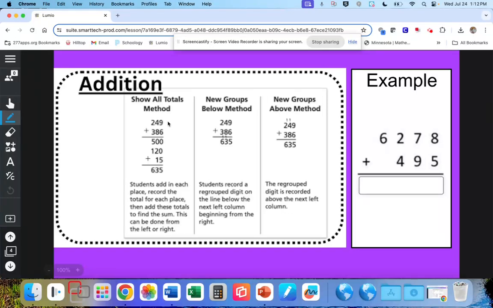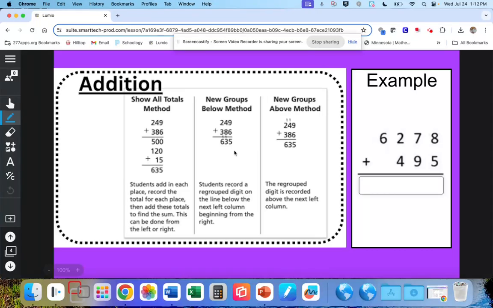So we have 249 plus 386. So we added the hundreds. We've got the 200 plus the 300, we get the 500. And then we added the tens digit. 40 plus 80 is the 120. And then we add the ones digits. 9 plus 6 is 15. And then we can add them all together.